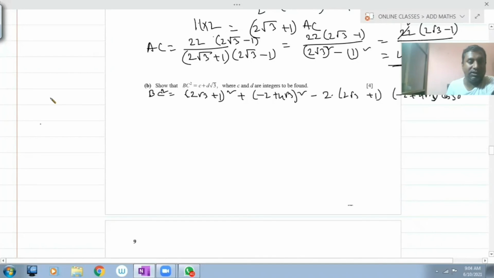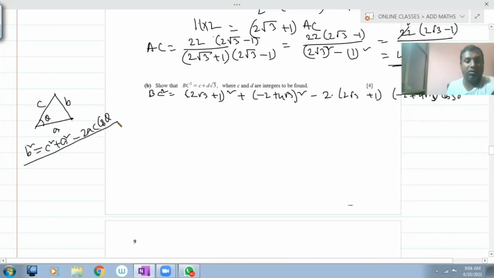This is the cosine rule, what we have learned from the mathematics syllabus. That is, if it is the triangle, suppose this is B, this is A, this is C, theta, so b square equals c square plus a square minus 2ac cos theta. This is the cosine rule. So I use that formula here.